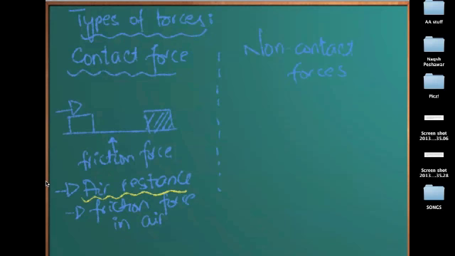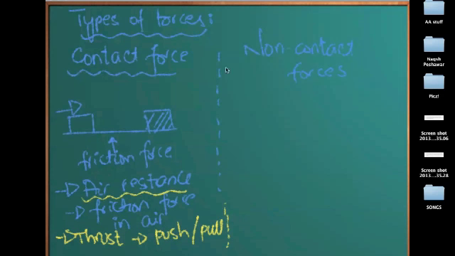And let's say the third contact force is the thrust, which is simply a push or a pull. That is again a contact force. If you want to push or pull an object, you cannot do it unless you have some kind of contact with the object. So that is again a contact force.